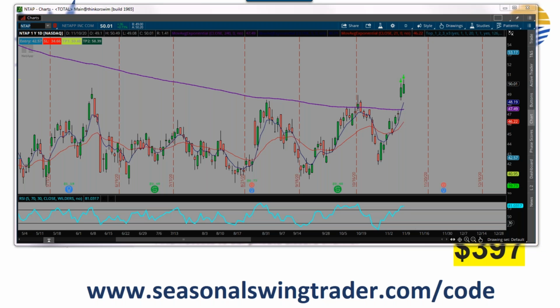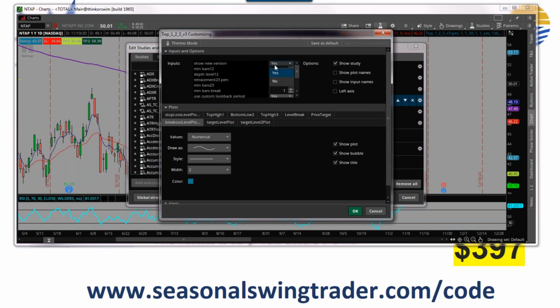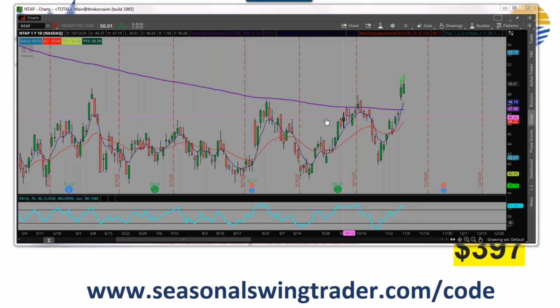No, you don't have to pay anything for the revision. There's no cost. You can have the indicator show new version or show old version. And I think the old version doesn't have these price labels and maybe the lines. They don't have the lines that you saw. So no, there's no additional cost. Thanks, Keith.